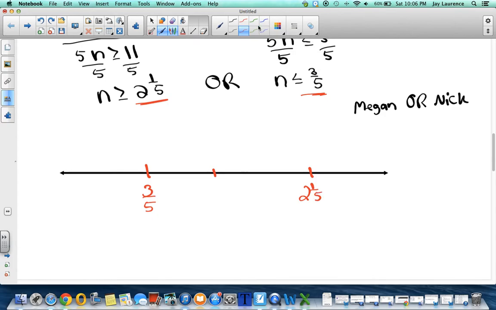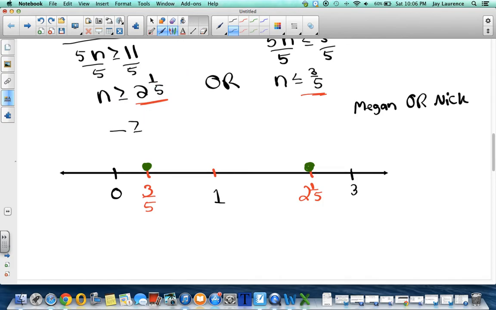Now they say equal to, don't they? n is greater than or equal to 2 1/5, so I will have a closed point right there. n is less than or equal to 3/5. That'll be a closed point there. Now, if you want, you can have some other numbers on here. You could put 0 on, and you could put, say, 3 on, and then this is going to be 1. All right, now I need numbers that are greater than 2 1/5.